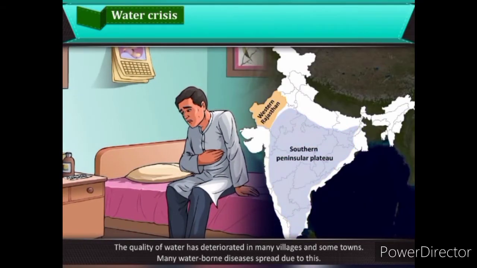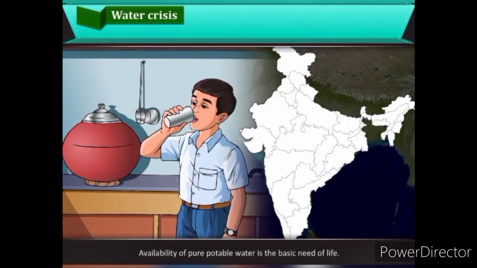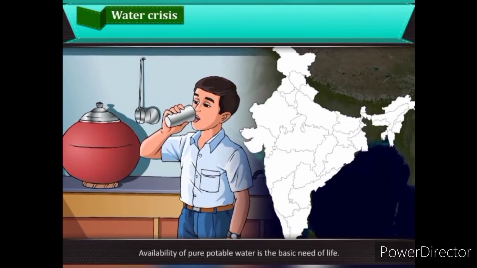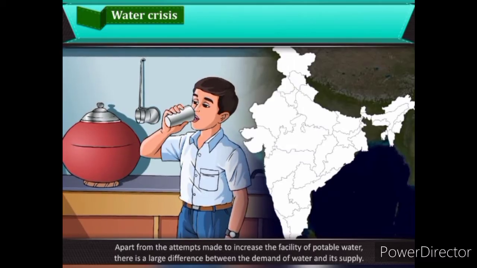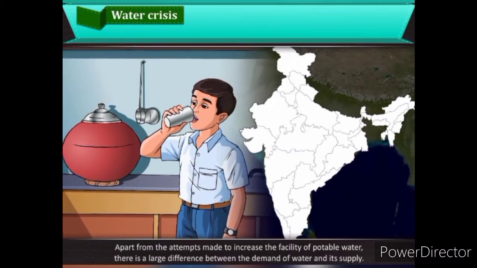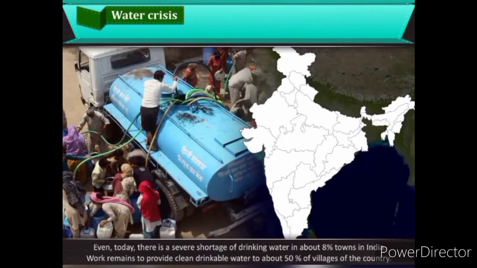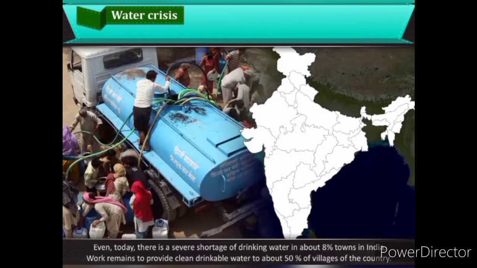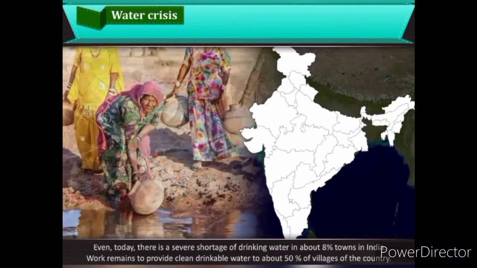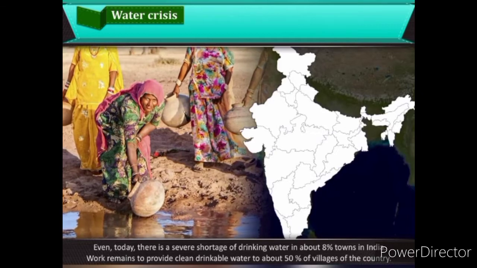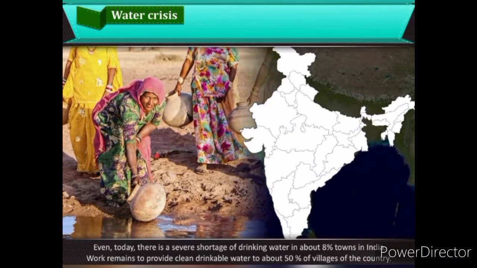Many waterborne diseases spread due to this. Availability of pure potable water is the basic need of life. Apart from the attempts made to increase the facility of potable water, there is a large difference between the demand for water and its supply. Even today, there is a severe shortage of drinking water in about 8% of towns in India. Work remains to provide clean drinkable water to about 50% of villages of the country.